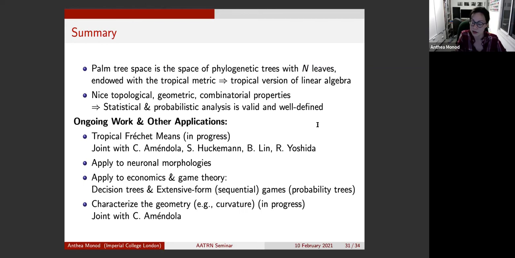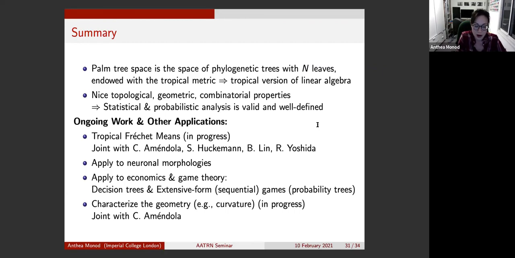You can also apply these to other tree-like structures, right? So neuronal morphologies would be another setting where we could use this. And also other settings where people are using trees, for example, economics and game theory: decision trees and sequential games, right? In terms of probability trees, this is something where we can use this. So this could be a whole other domain of application of this kind of stuff that I think would be interesting.